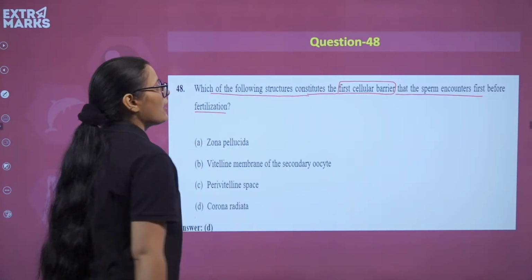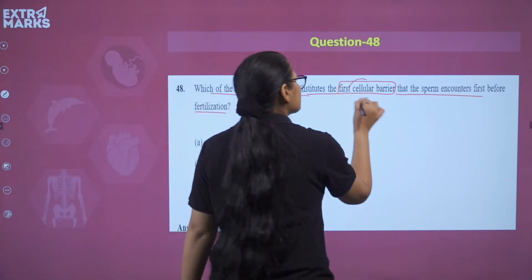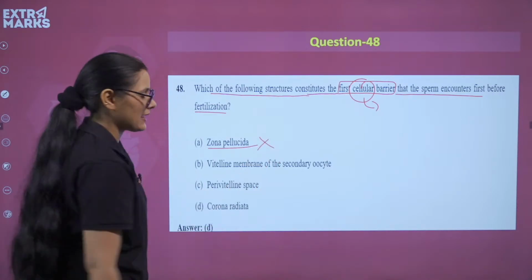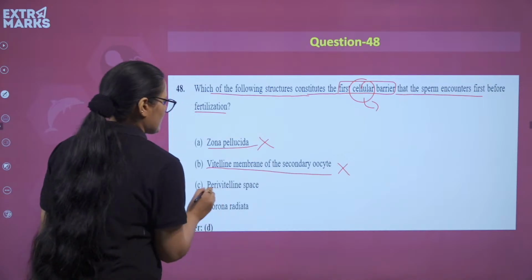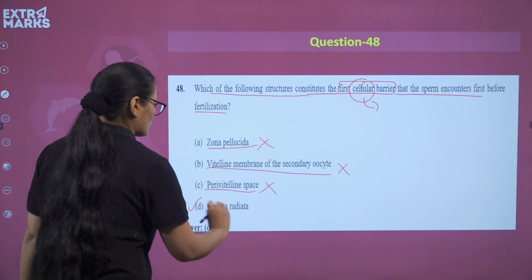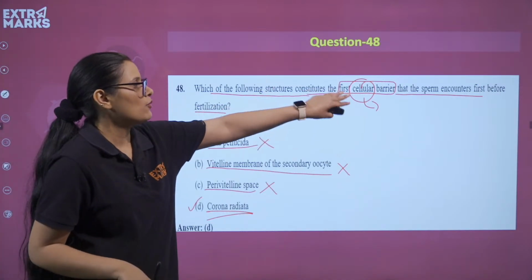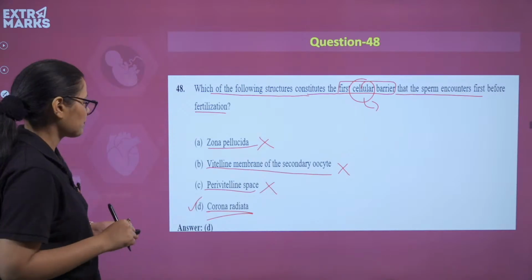The next question, 48, says, which of the following structures constitutes the first cellular barrier that sperm encounters before fertilization? The question hint says cellular barrier. Option 1, zona pellucida, is not a cellular barrier. Vitelline membrane of secondary oocyte is incorrect. Perivitelline space is not cellular. It is corona radiata, which is cellular and forms the first barrier when sperm try to encounter for fertilization.